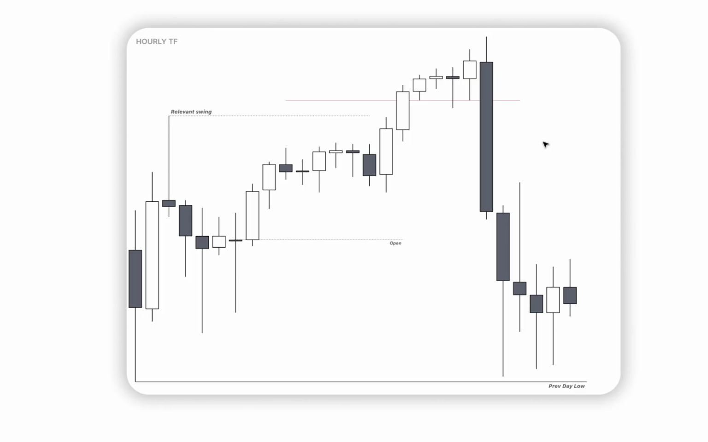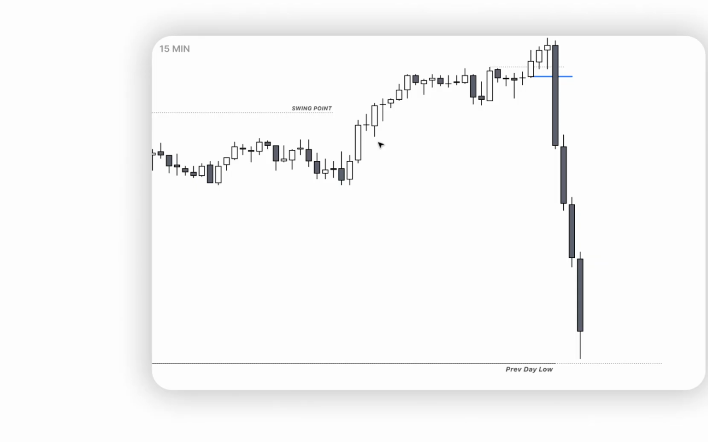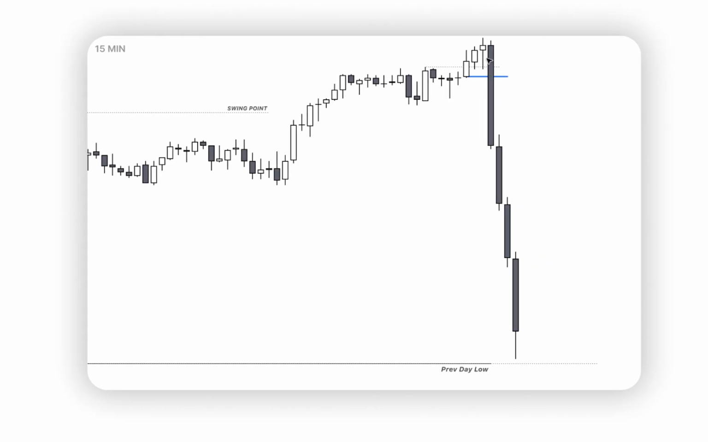Now I'm going to go down to the 15 minutes to show you exactly what I'm talking about. Right here, it's the range consolidation. We broke above the relevant swing, but we didn't do anything. We didn't expand higher, so basically trading away from it. All we did was consolidate until we got 9:30, and 9:30 created a change in state of delivery right here on the 15-minute.